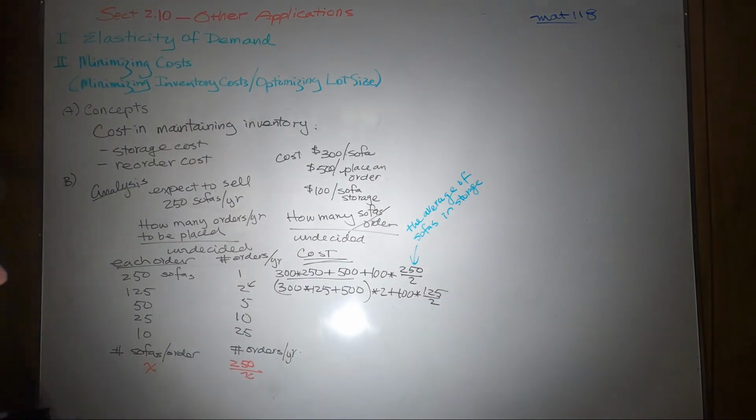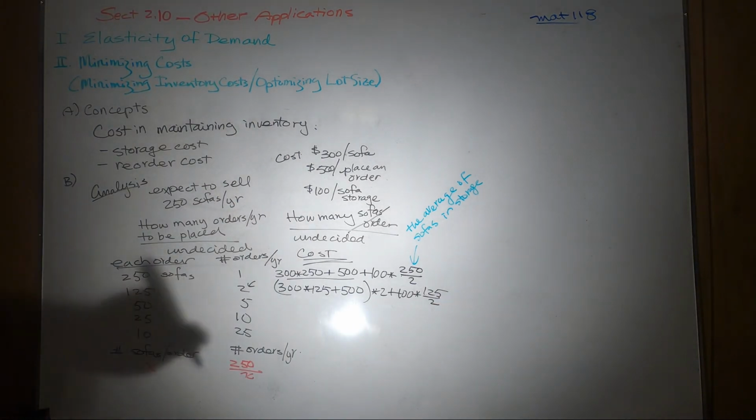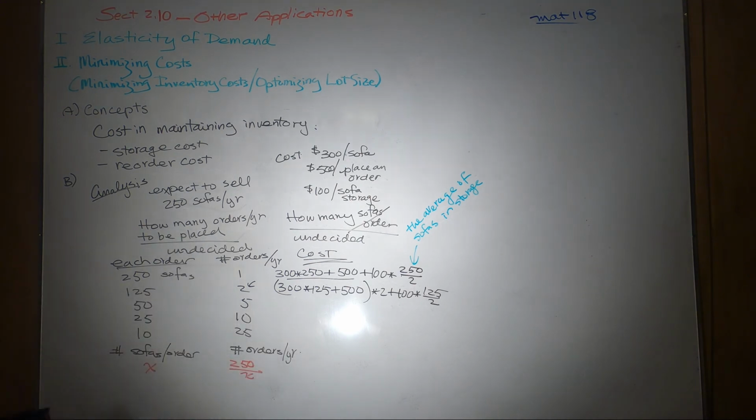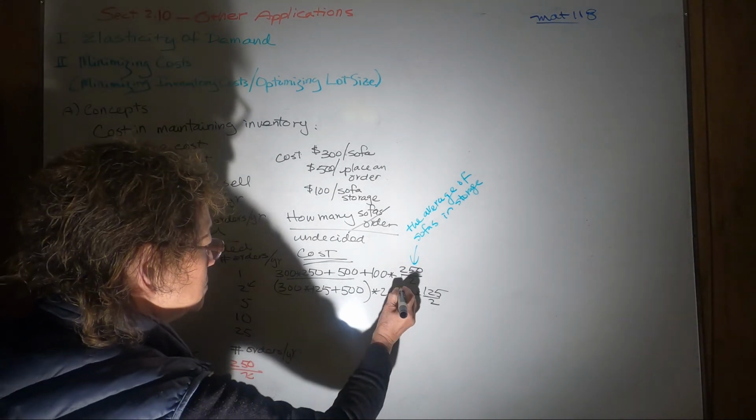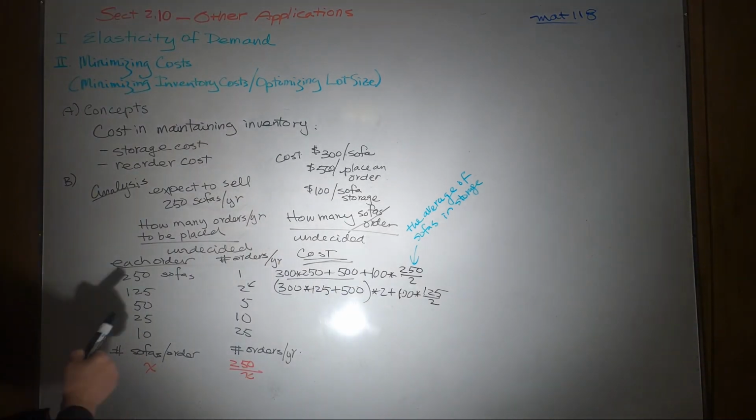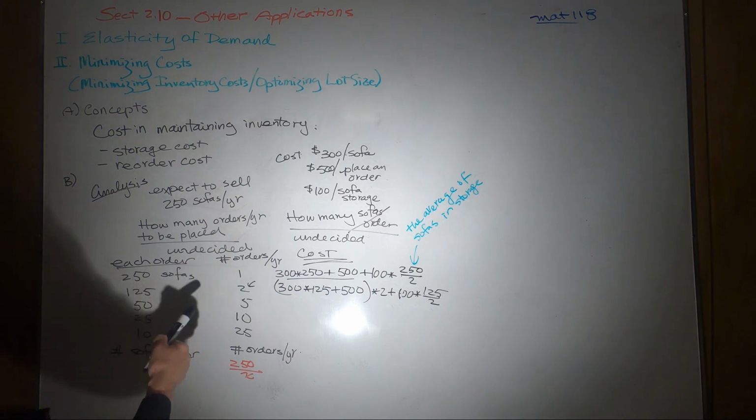Storage would be much less because half a year you order 125, then you sell them out, right? Then next time you still have 125 for the next half year, so the average is only 60 some sofas there, right? So that would be your storage cost. That's $100.